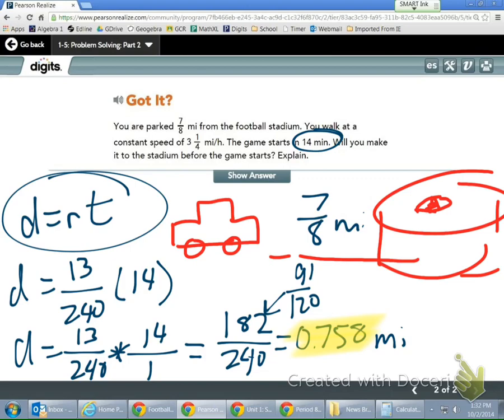Let me ask you this. How far is the stadium? Well, it's 7/8 miles. Whoa! We have to look at the problem again. She's absolutely right. It's 7/8 miles. Can someone calculate 7/8 for me? Divide them? Yeah. I got it. 0.875.